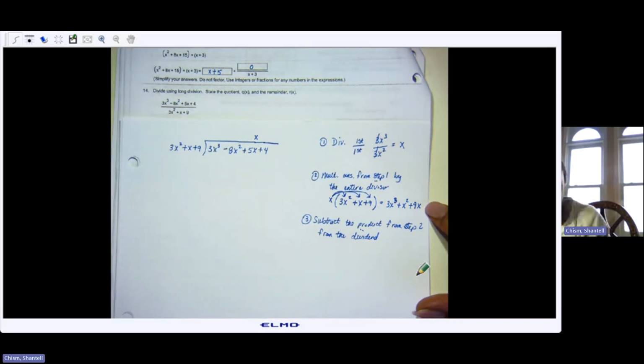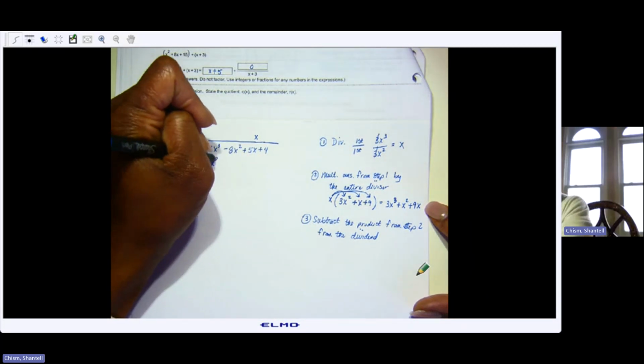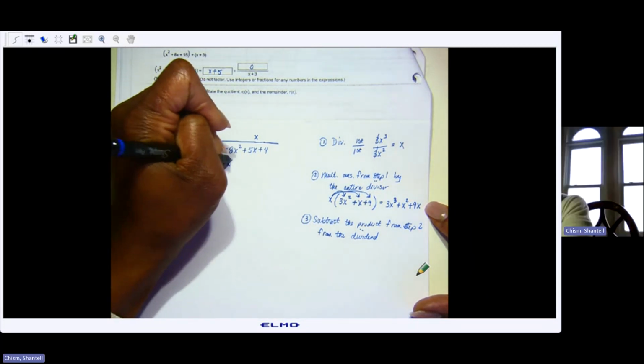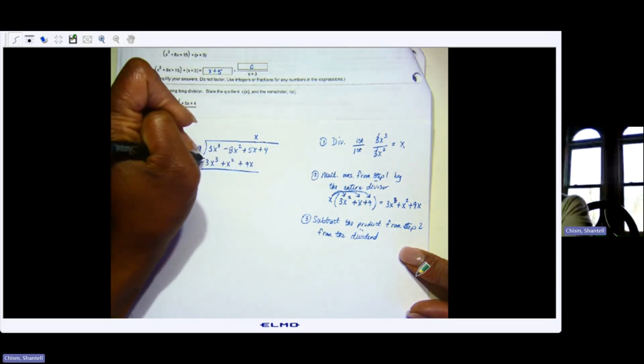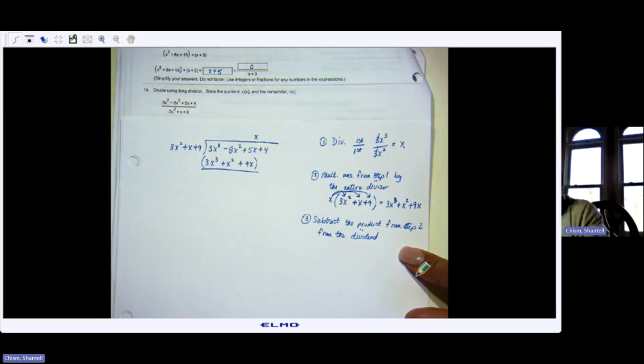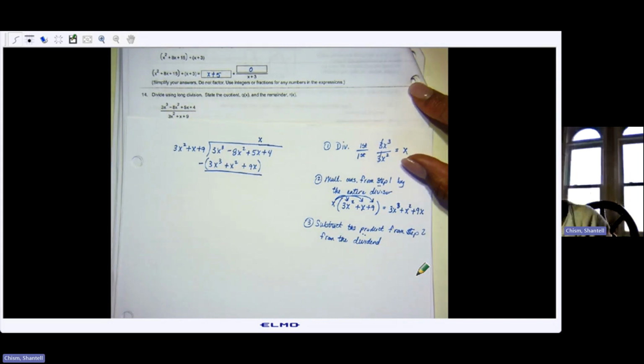So I'm going to take this product and put it right underneath the terms that it matches: 3x cubed plus x squared plus 9x. And I'm going to subtract it, but I haven't subtracted it until I put it in parentheses and I put a minus out front. Okay? That's when I know that I'm subtracting.